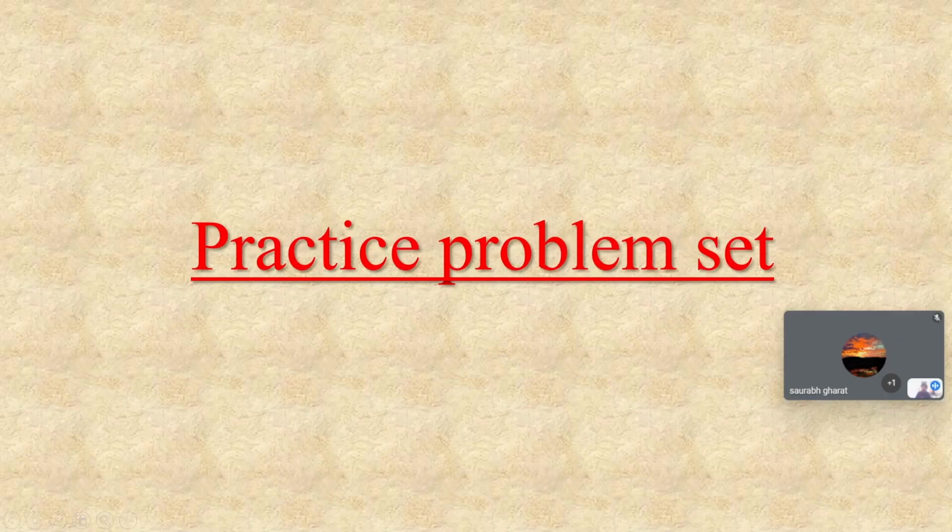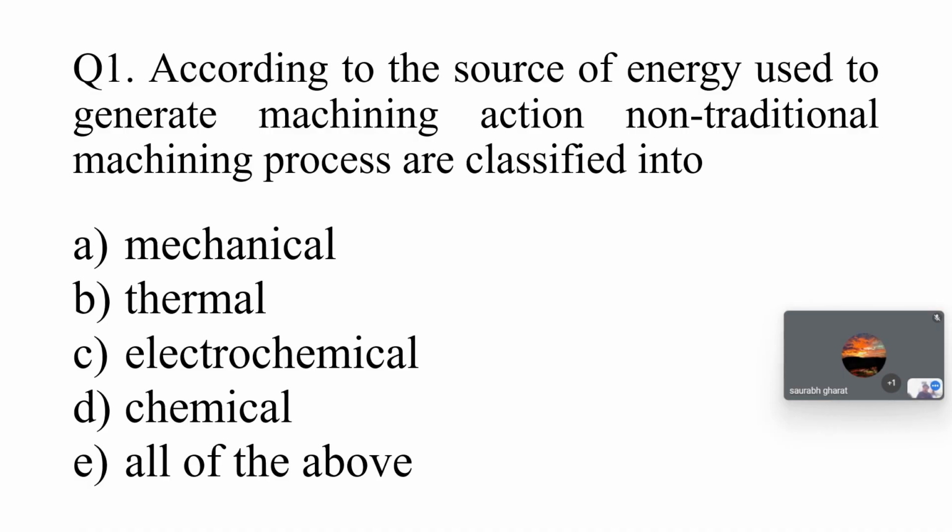So right now our practice set is complete. The problem from the week 7 assignment is completed. Now we go for the practice set. So this is our first question now. According to the source of energy generating the machining action, non-traditional machining processes are classified as, the classification of machining processes according to the energy source that usually generates the machining action.